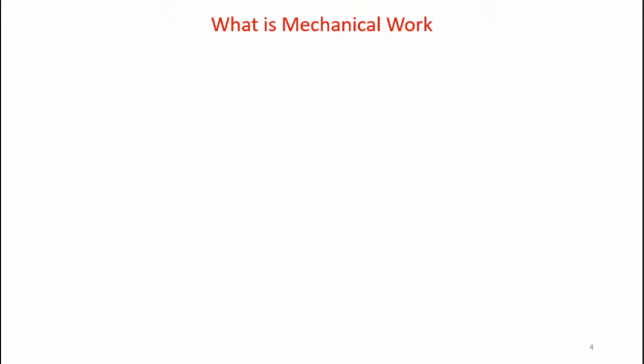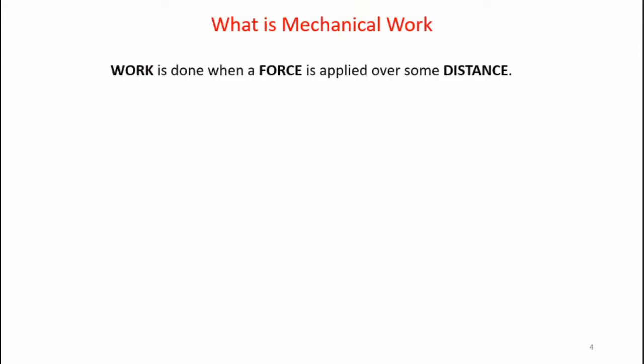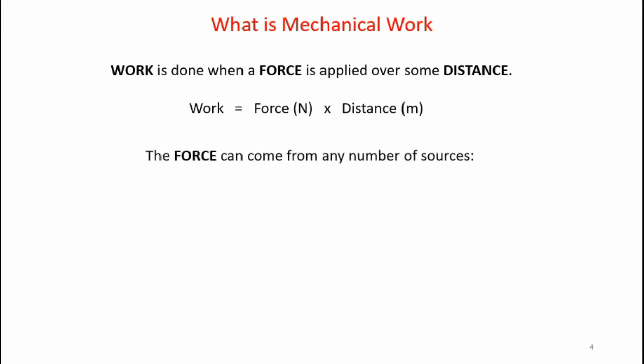So what is mechanical work? Well, work is done when a force is applied over some distance. And the equation is work is equal to force in newtons times distance in meters. And so the unit of work is newton meters. Now, the force can come from any number of sources: gravity, wind, pressure, springs, all sorts of things.